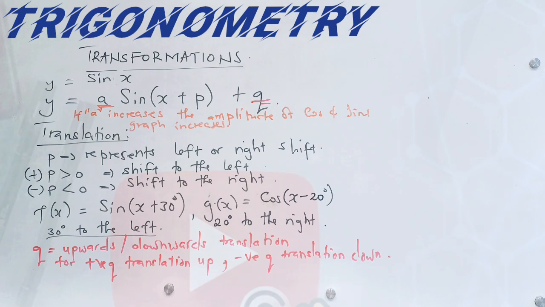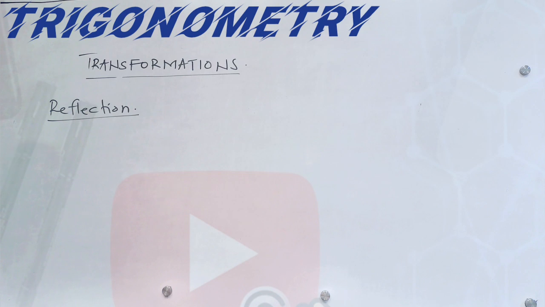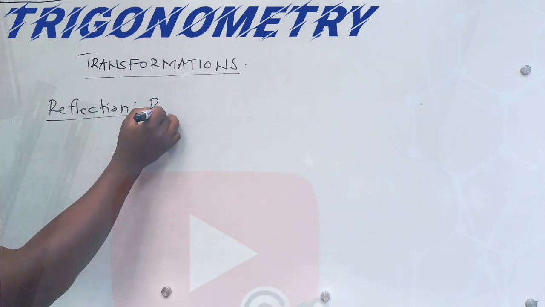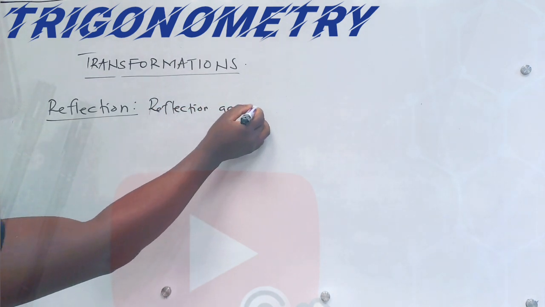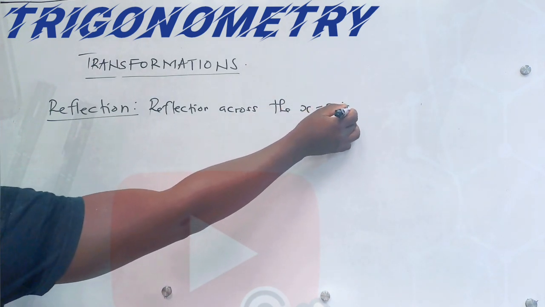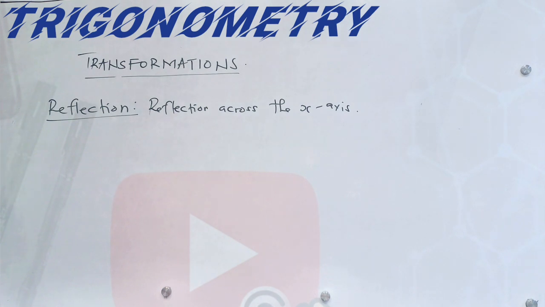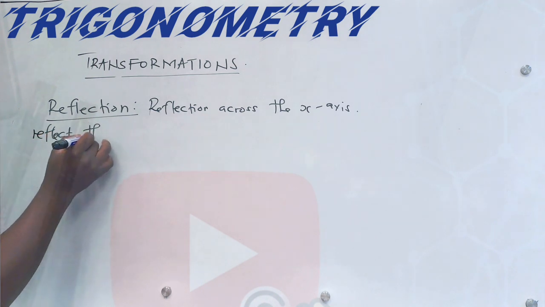So let's have an example. Reflection. Here I want us to see how the graphs are being reflected. We only want to cover one type of reflection, which is a reflection across the x-axis. So this is how to do it as an example. For example, reflect the graph.